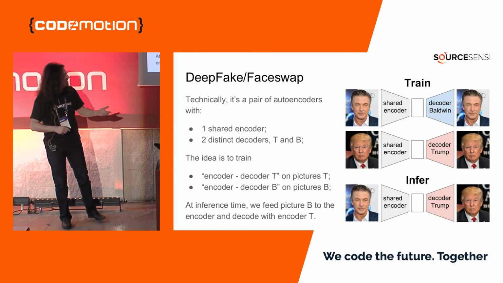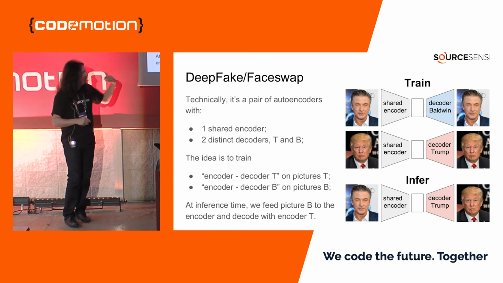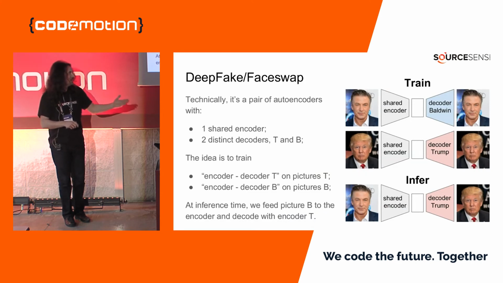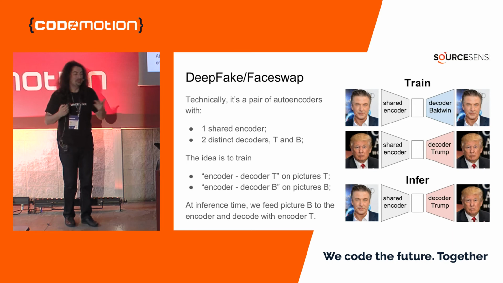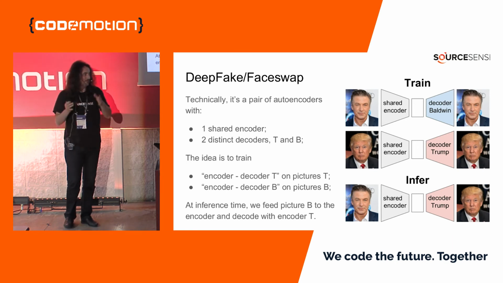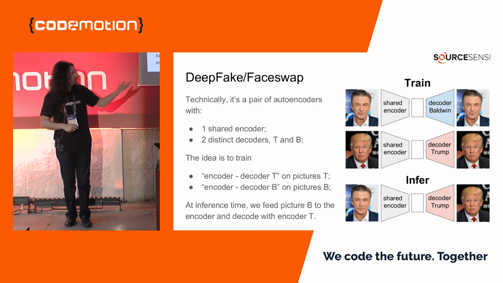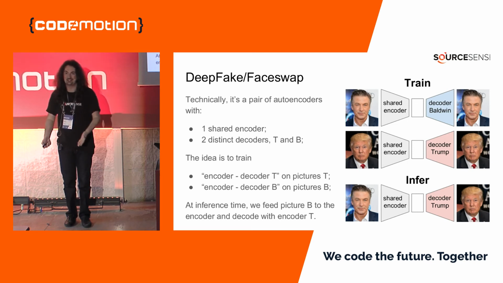Then what we do is that at inference time, we feed the picture of Baldwin to the encoder, and we decode with the Trump decoder. And what we get is that if I put inside a smiling Baldwin, I will get a smiling Trump, actually, because the shared encoder is able to capture the latent factors of the face, but the decoder is the one that actually generates the end image.